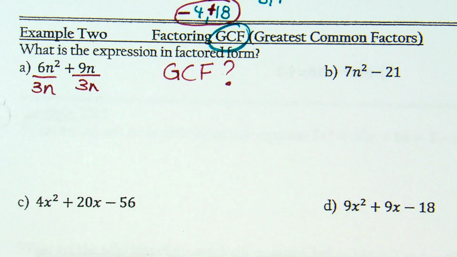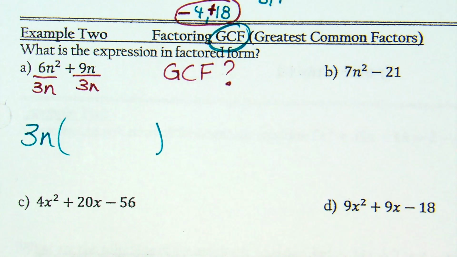So, 3n: 3 goes into 6 and 9. With variables, look for the lowest exponent. If they all have n's, look for the lowest exponent. That's your GCF. Now, to give your answer, the 3n goes out front. The rest of my answer goes in parentheses. We get the rest of the answer by dividing by the GCF.